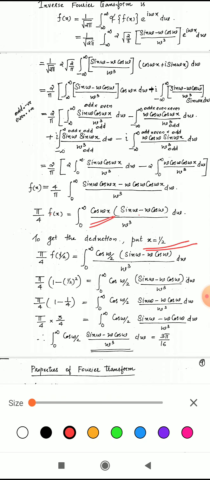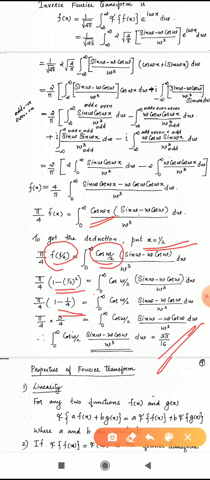So pi by 4 into f of 1 by 2. Here f of x is 1 minus x square. So f of 1 by 2 is 1 minus 1 by 2 whole square. Only here we have to put x equal to 1 by 2. Then 1 minus 1 by 2 whole square, that is 1 minus 1 by 4, that is 3 by 4. From this we get the answer 3 pi by 16.